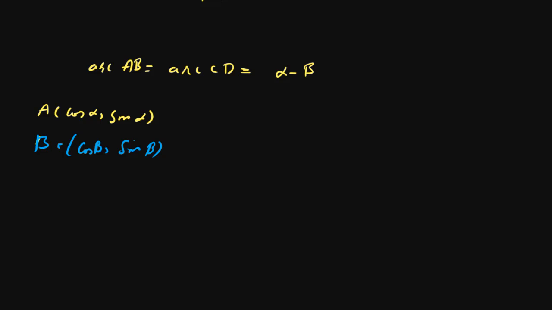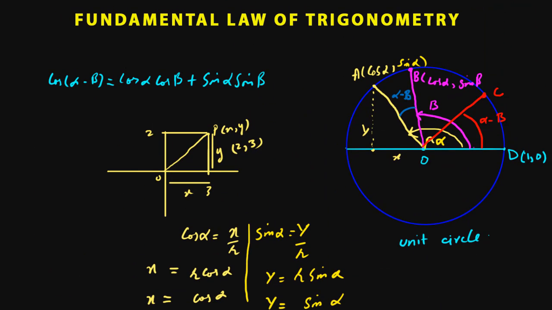Now we are going to find two more coordinates, for C, and for D we have it already. We are going to find C. Since the angle is alpha minus beta, we are going to write the values for cos and sine, and similarly the same value will come: cos of alpha minus beta and sine of alpha minus beta. And D is (1, 0).